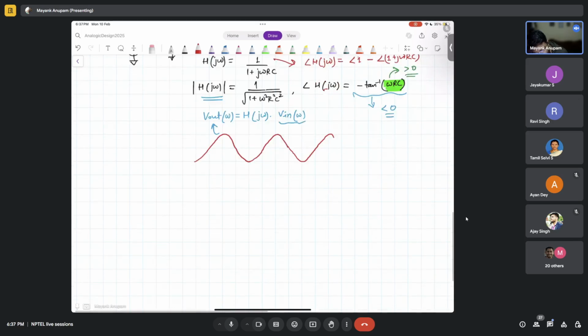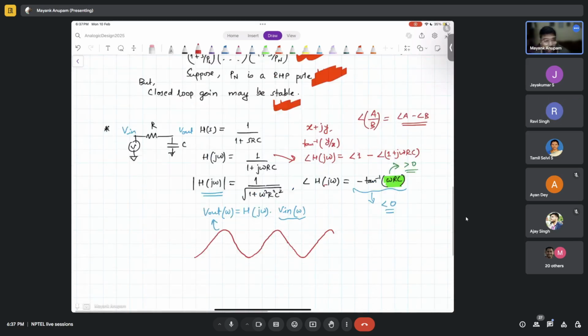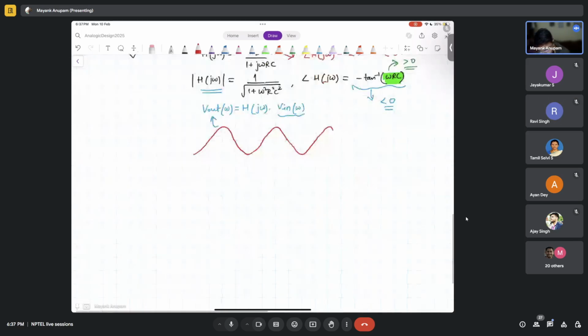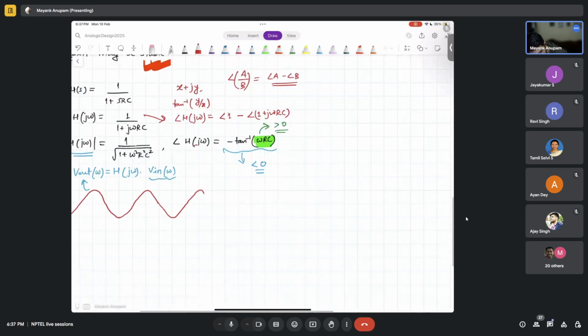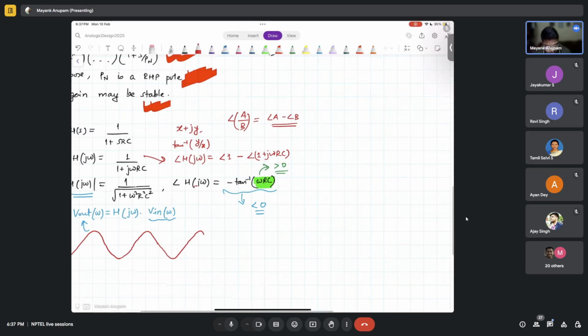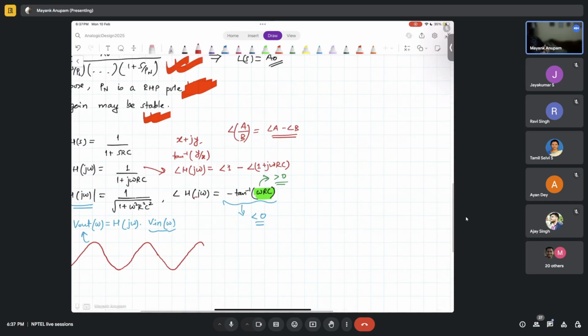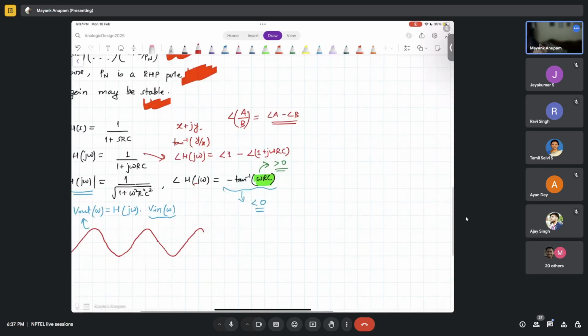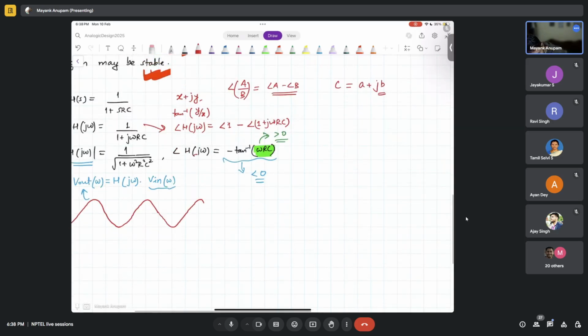Exactly. So what is the angle of any complex number? This is a slight digression, please bear with me. Let us help our friend here. Let's say I have a complex number C, which is equal to some A plus jB. So what is meant when I say that?